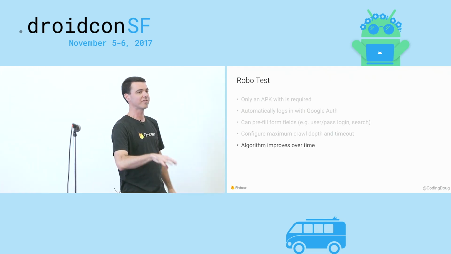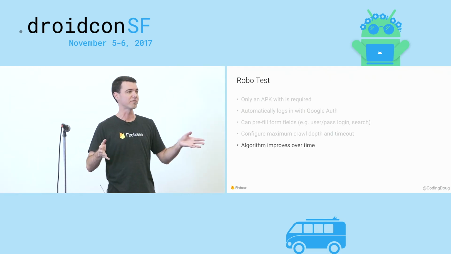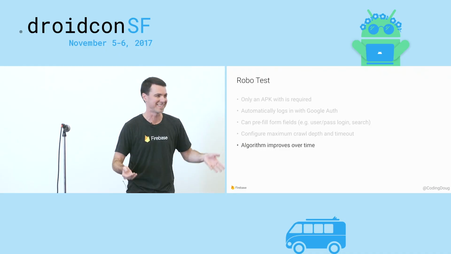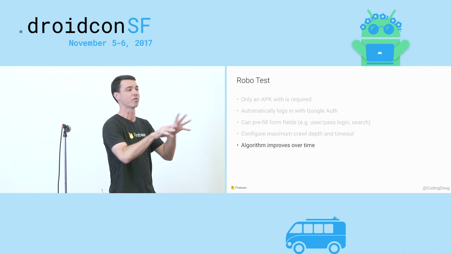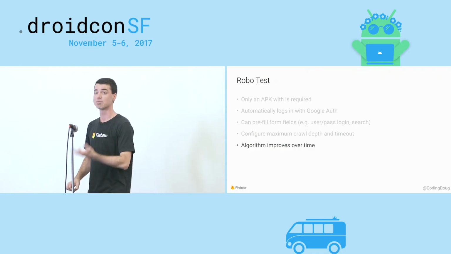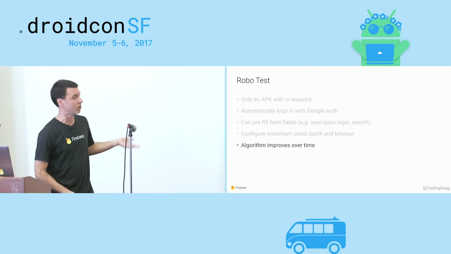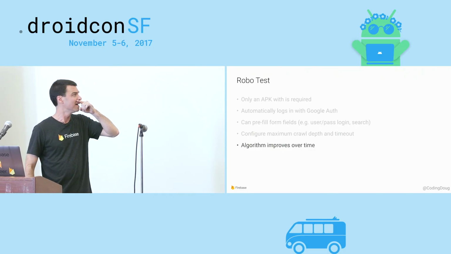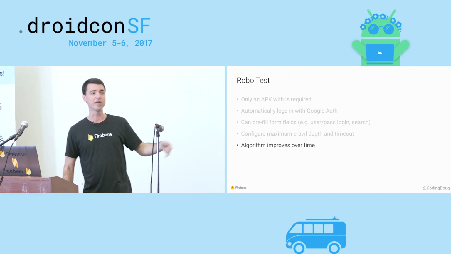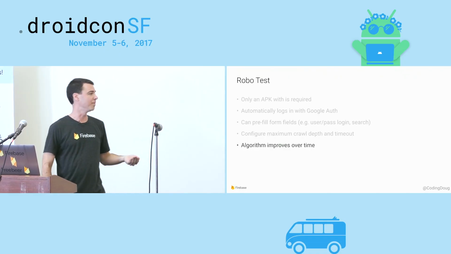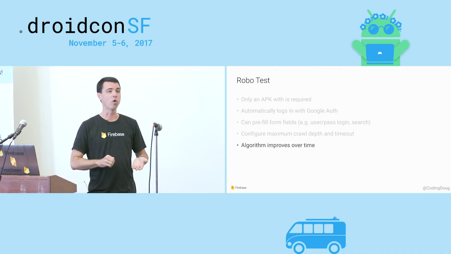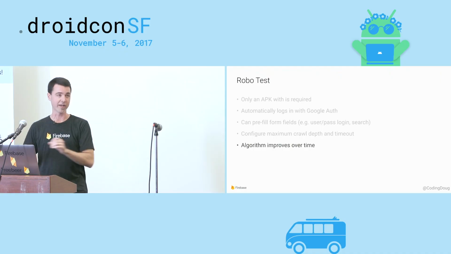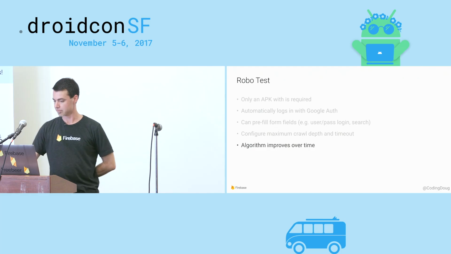And again, RoboTest is smart. If anyone's ever heard of Monkey Runner, that's a dumb test. Not to say that Monkey Runner is dumb, it just doesn't have any brains behind it. It doesn't know what it's doing. It's just randomly generating events. Robo is smart. It's algorithmic. It's predictable. And the algorithm improves over time. In fact, I think just a few weeks ago, the Test Lab team released a new version of Robo that's faster, crawls deeper, and generally finds more actual crashes than the prior version.